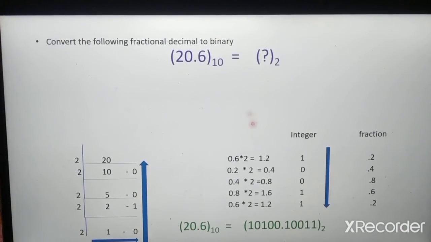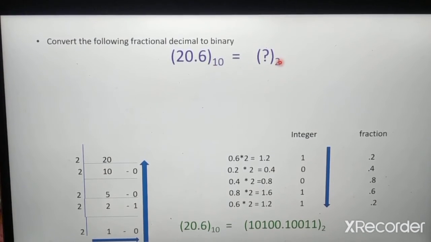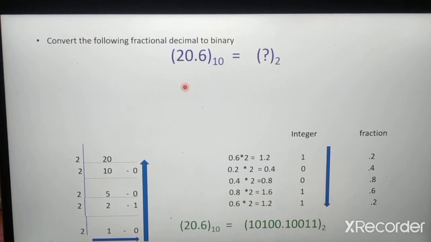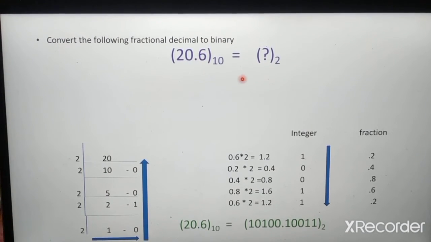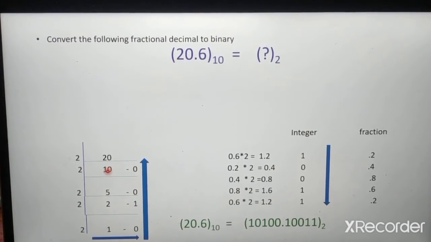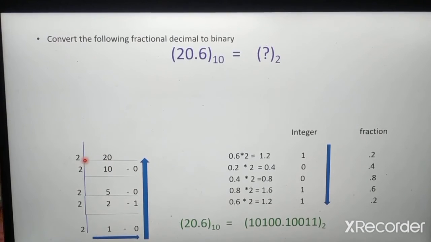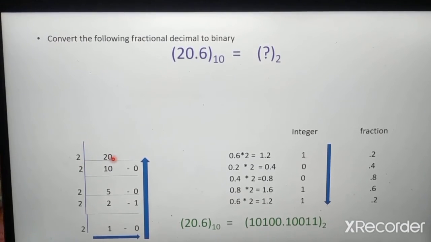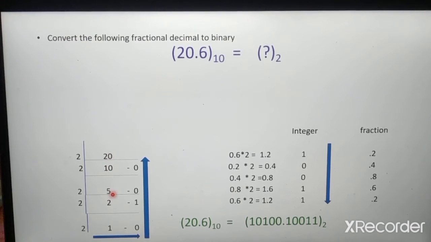Next we can see another example, how to convert 20.6 from base 10 to a binary number. Here we have two parts, integer as well as fraction. If both parts are given, first you convert the integer part into a binary number, then you convert the fractional part into a binary number. For converting the integer, we divide the given number by 2 using the dash shape. We divide the given 20 by 2, we get 10 as a quotient.